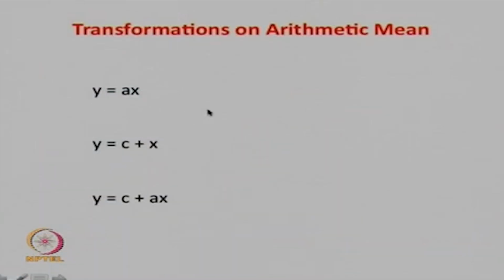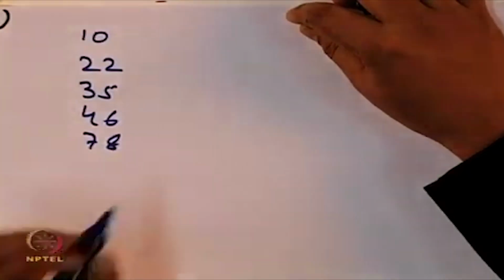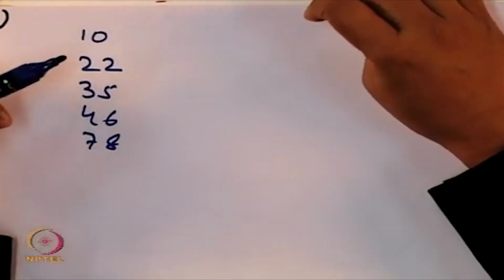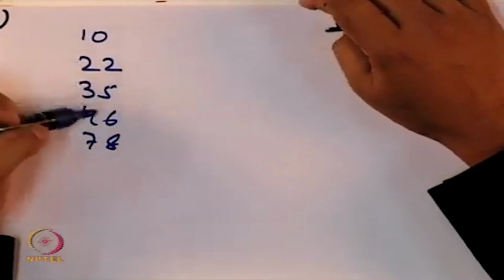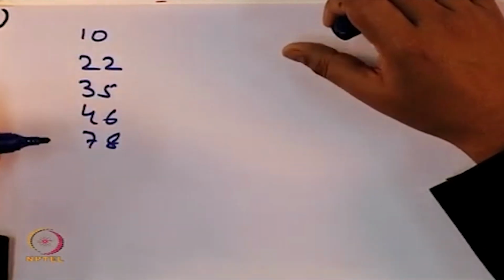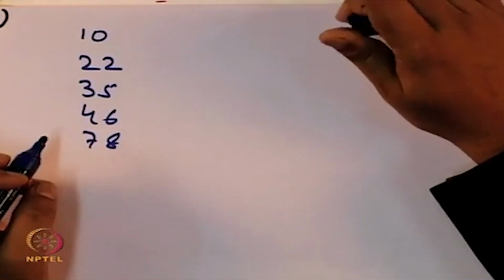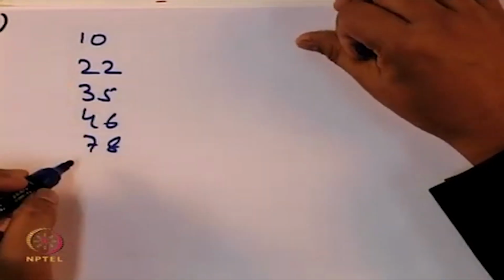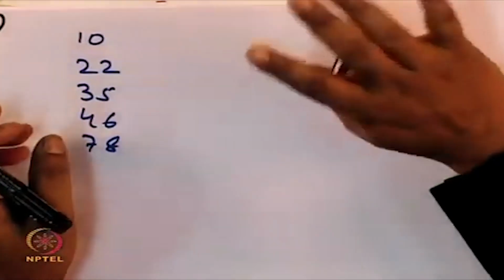There were three main transformations we had discussed in the last class: y is equal to ax, y is equal to c plus x, and y is equal to c plus ax. Just to give you an example, let us say you have numbers like 10, 20, 22, 35, 46, 78. So, what should you do? There are two things going on. These are increasing roughly in jumps of 10 or so, and you have a range from 10 to 80. Particularly if you are doing it by hand, and in this case there are only 5 numbers, we can even add up by hand.